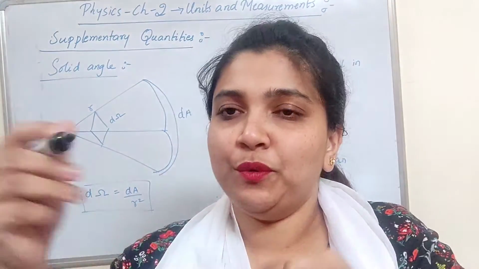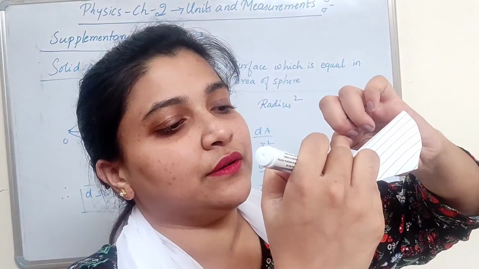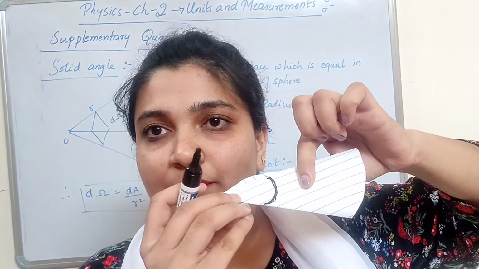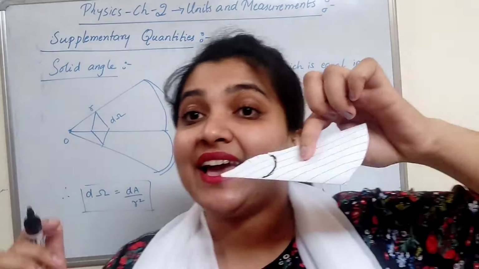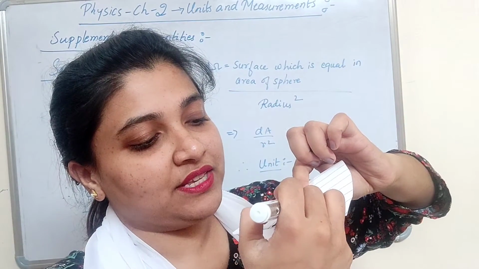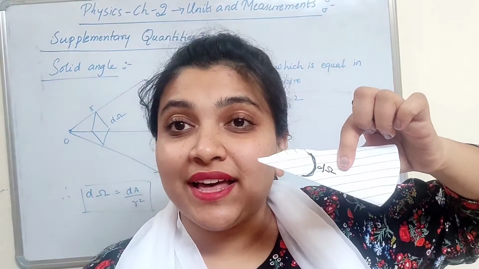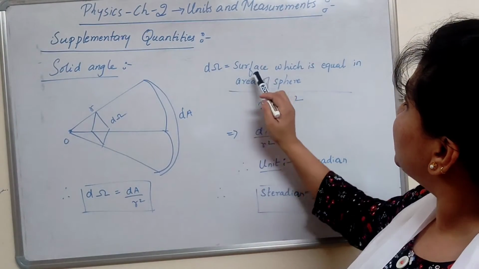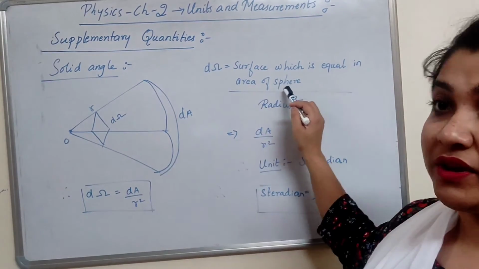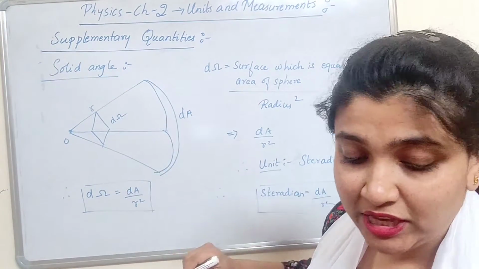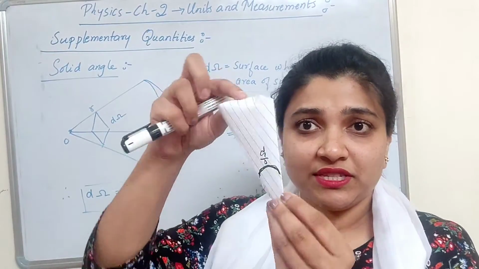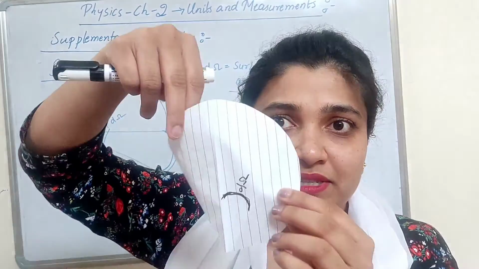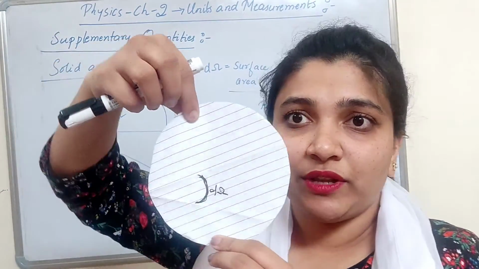Now if I have to mark a certain angle here, a cone is a three-dimensional figure, here I have marked an angle. So you see, this angle is nothing but d omega. This angle is called a solid angle in three-dimensional space. So therefore I can say there is a surface, and this entire surface is a 3D surface. It is equal to what? If I open this, it becomes a sphere. Its area is equal to that of a sphere.